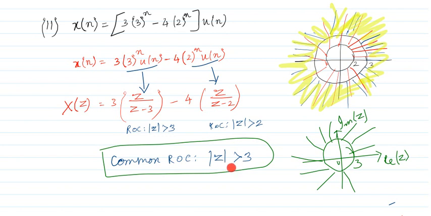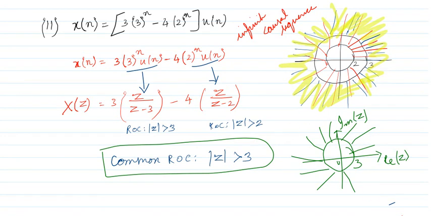So, this is an infinite causal sequence. ROC is greater than the largest pole. What is the largest pole? 2 or 3? 3 is the largest one. So ROC is greater than 3. This is one property. Okay.